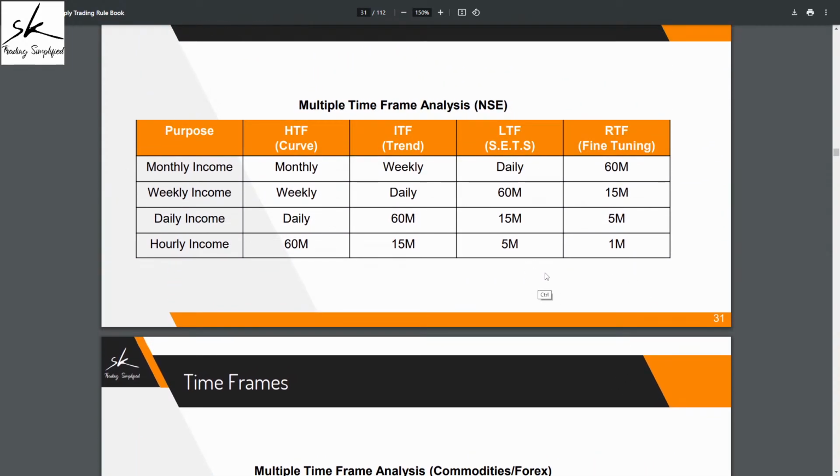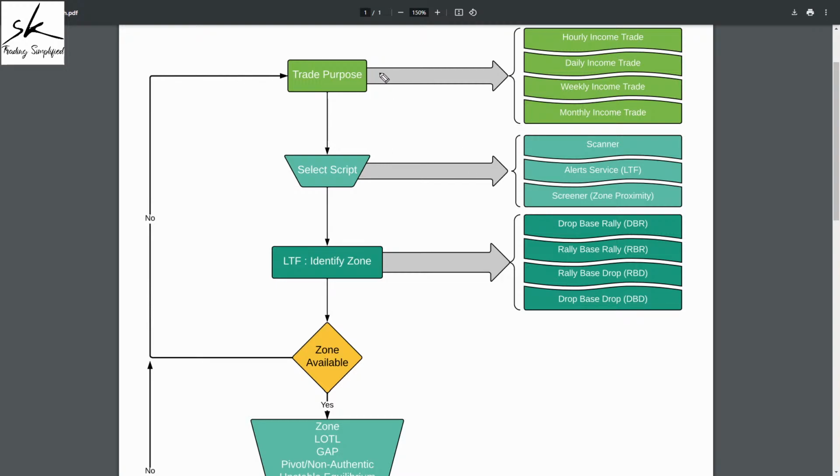Now, as soon as I'm done with my step number one, now I have the clarity to what time frames I'll be using, plus what is going to be the purpose of each and every time frame. So my challenge number one is taken care of.